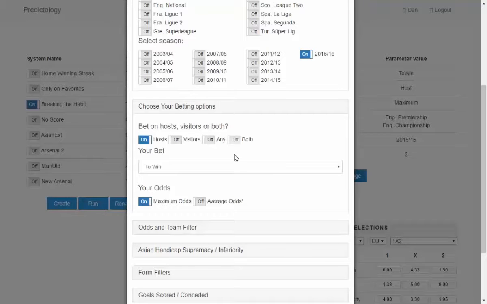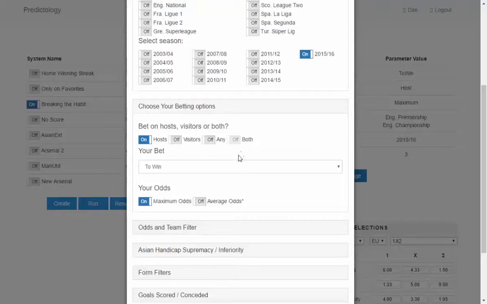Both is a special case reserved for those situations in which you want both teams to fulfill the same criteria. Both is only available for those bets where you don't actually side with one of the teams. Over 2.5 goals, under 2.5 goals, draw, and lay draw.